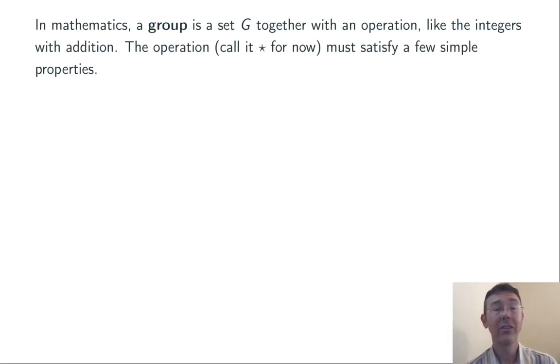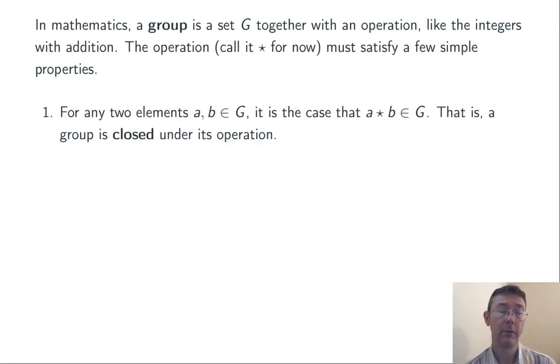A group is just a set with an operation. And the first example you should bear in mind is the integers with addition. For now, we'll call the operation star so that we aren't automatically thinking of addition or multiplication or any other specific operation that we already know. That operation has to have a few simple properties.